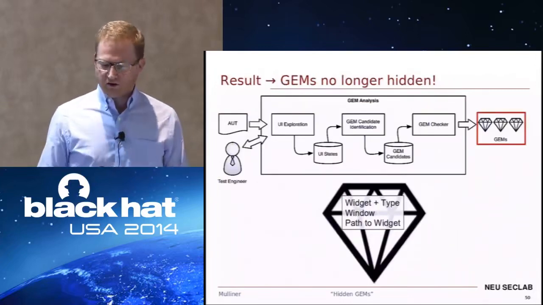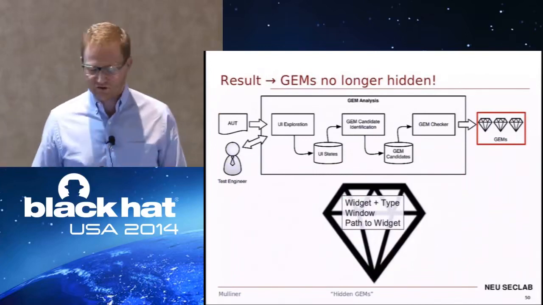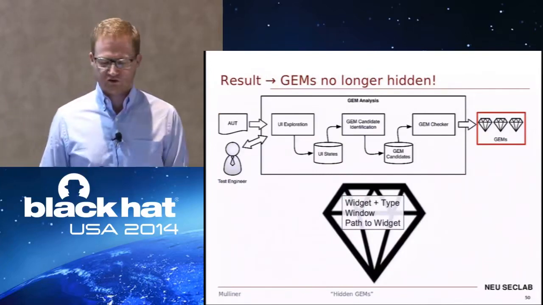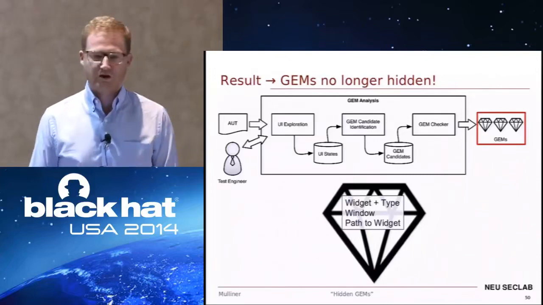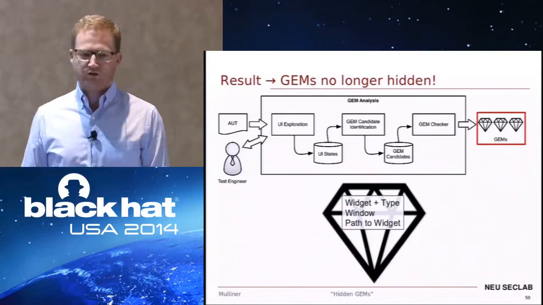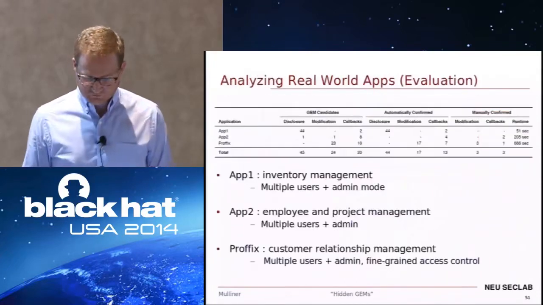So as a result, we no longer have hidden gems, but we have a list of gems, which is basically a widget type, the window, and the path to get to it. With this list of gems, you can then go to the application and exploit it.